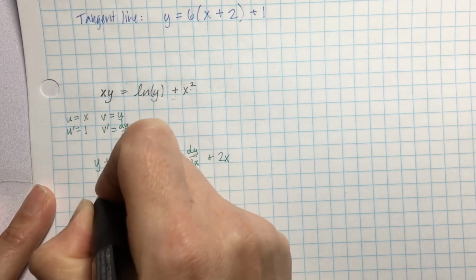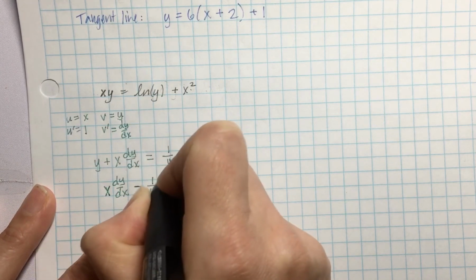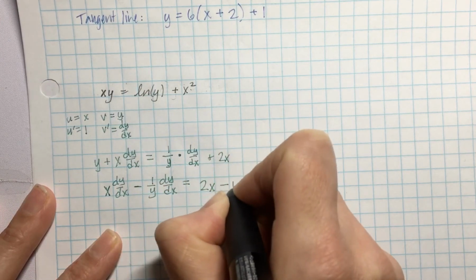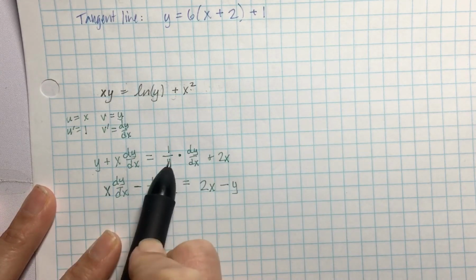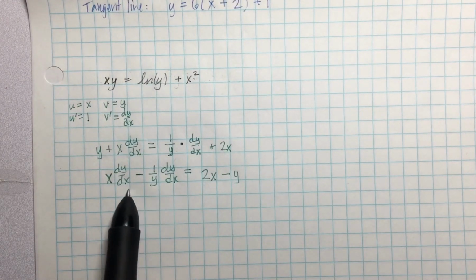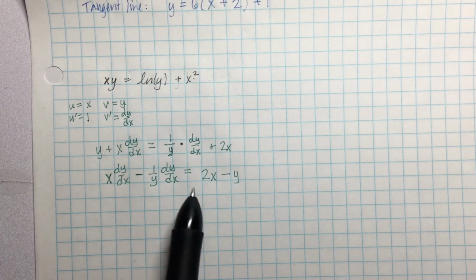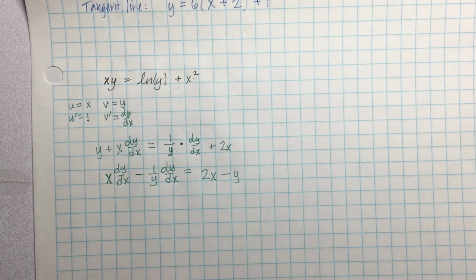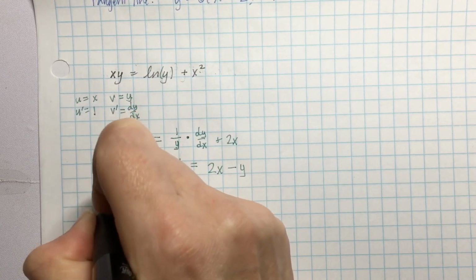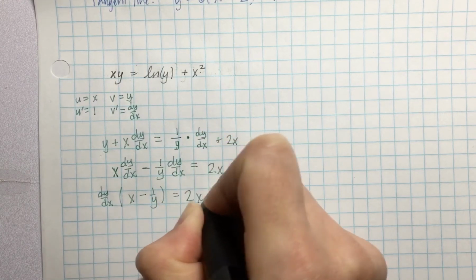So I have x dy dx minus 1 over y dy dx equals 2x minus y. So I subtracted the y from both sides. I subtracted the 1 over y dy dx. So I'm closer to solving for dy dx. Now that I have the dy dx's to one side, if I'm solving for dy dx, it would be so much better if I only had one of them, even though I have 2 here. I can make it 1 if I factor. If I factor dy dx to the front, so I have dy dx times x minus 1 over y equals 2x minus y.